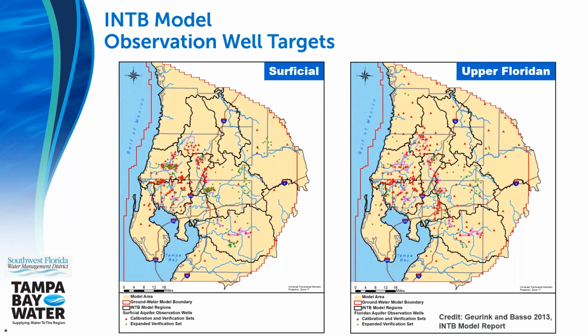Well targets included those shown in red triangles for the Surficial Aquifer on the left and locations in the Upper Floridan Aquifer on the right. The green dots indicate data that became available from 2000 to the end of the simulation period, 2006, essentially over the verification period. So we were able to track how well the calibration did where we did not have calibration data during the calibration period.